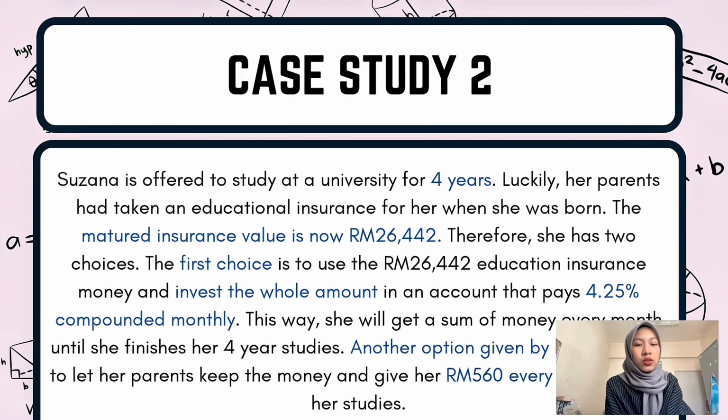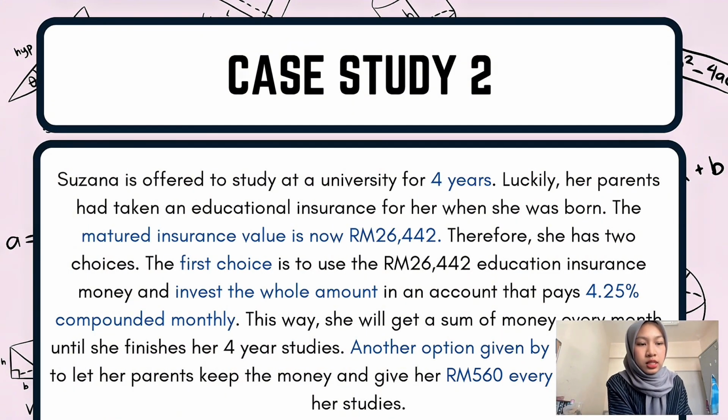So the next question is case study 2. The question is: Susanna is offered to study at a university for 4 years. Luckily, her parents had taken an education insurance for her when she was born. The maturity insurance value is now RM 26,442. Therefore, she has two choices.